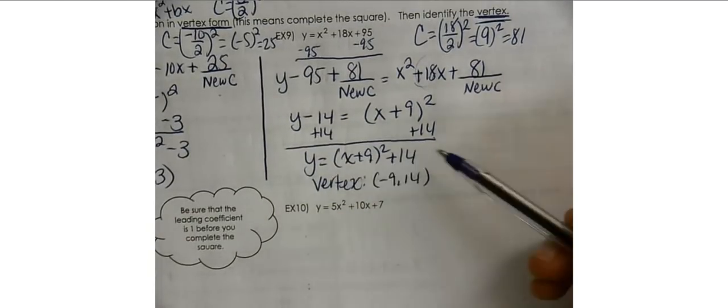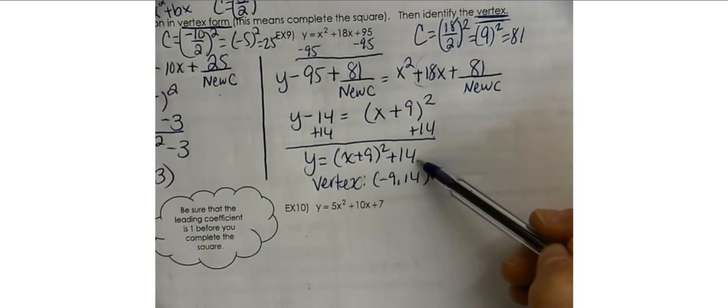And our vertex in this case is going to be negative 9, 14. It's the opposite of what you see inside and exactly what you see on the outside, and that is it.